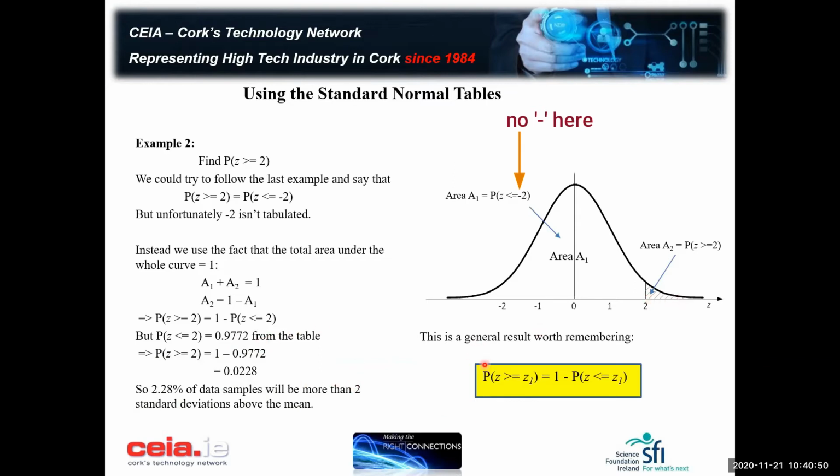Now, this particular result is worth remembering, and generalizing for any value of Z1. The probability that Z is greater than or equal to Z1 is 1 minus the probability that Z is less than or equal to Z1, knowing that this last term here is what's tabulated. Again, apologies. Up here, I've written -2. That should just be 2 there. And that should be 2 there. But the rest of this is correct.